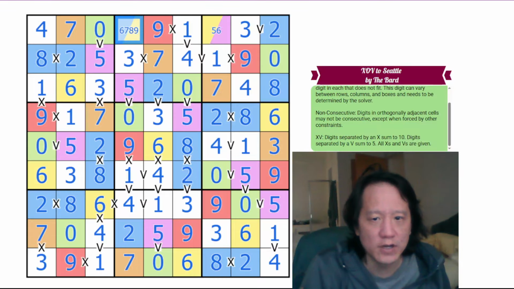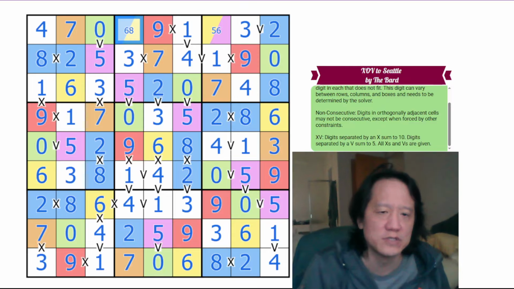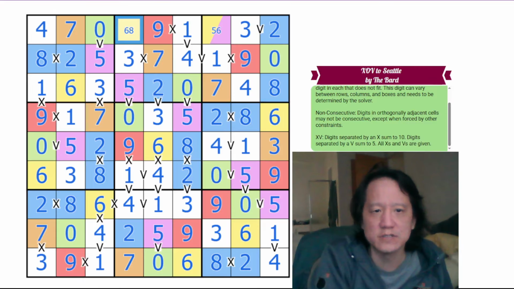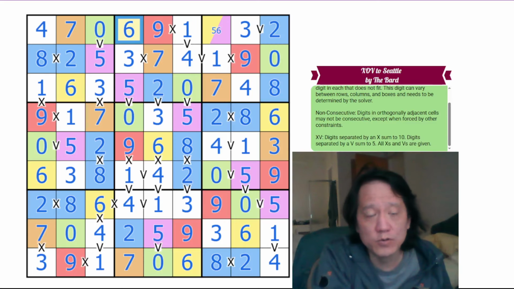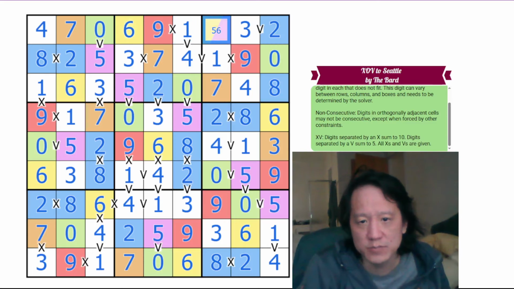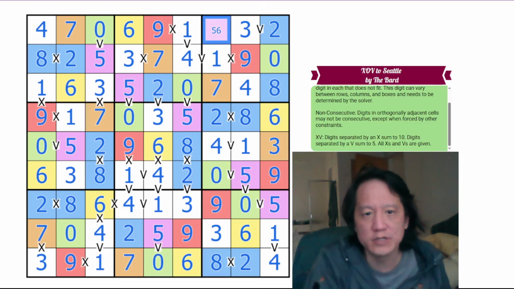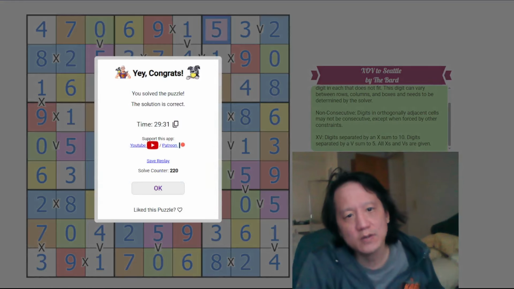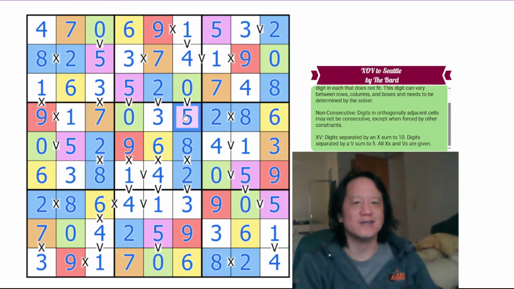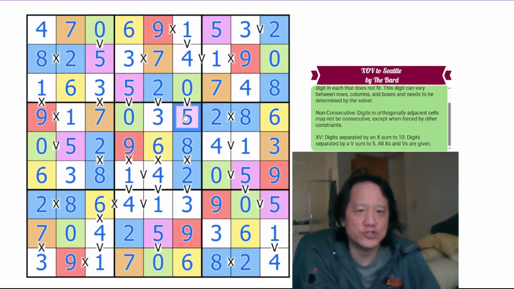No 7 or 9. Cannot be 8 because if it were 8, that would be consecutive with 9. So this must be yellow and is 6. Which means this can't be yellow and 6. This must be pink. So it's 5. And that's a solution.